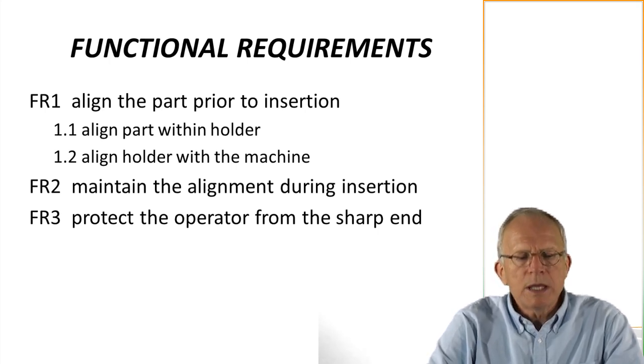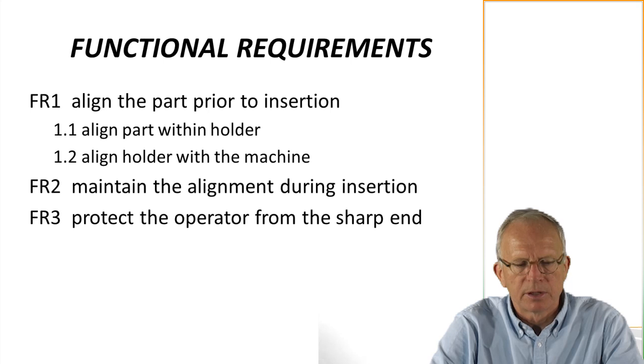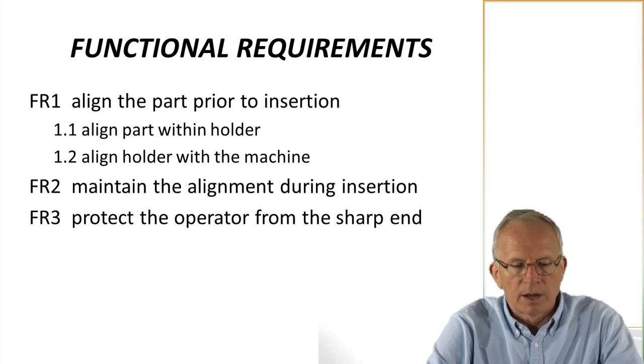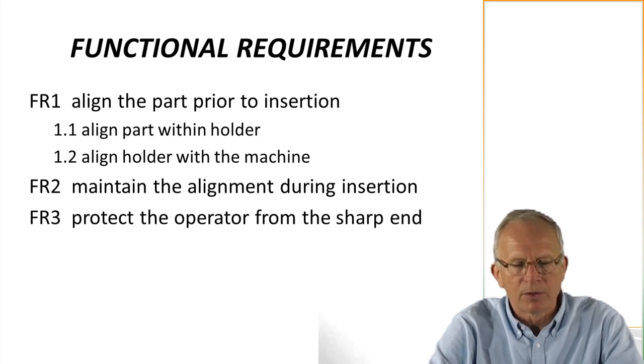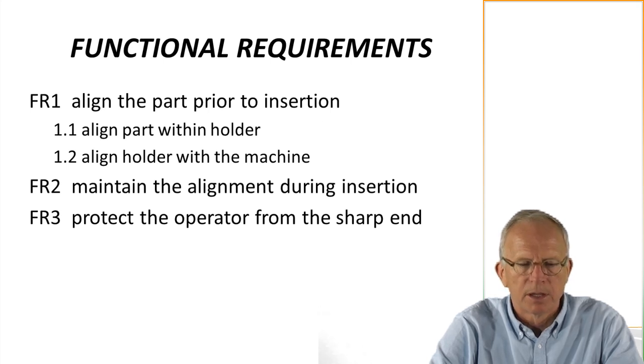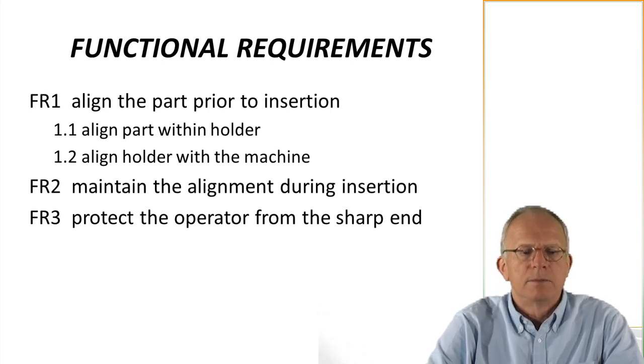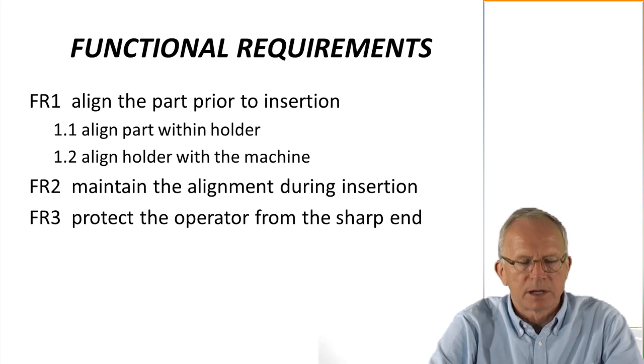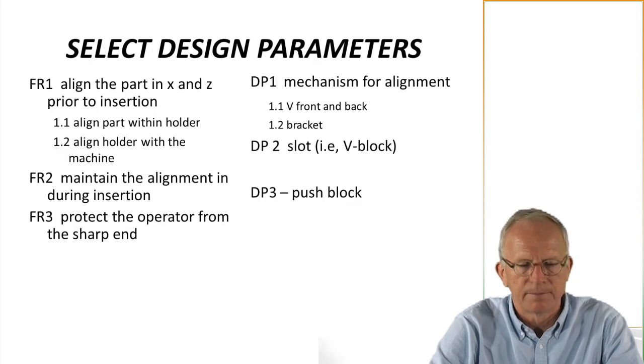So here's what we came up with. FR1 was to align the part prior to insertion, FR2 is to maintain the alignment during insertion, and FR3 is to protect the operator from the sharp end. As we decompose FR1, that seemed to be align the part within the holder and then align the holder to the machine. So this seemed to be the minimum list that was collectively exhaustive and mutually exclusive that would add up to feeding the part into the machine and satisfy the customer need.